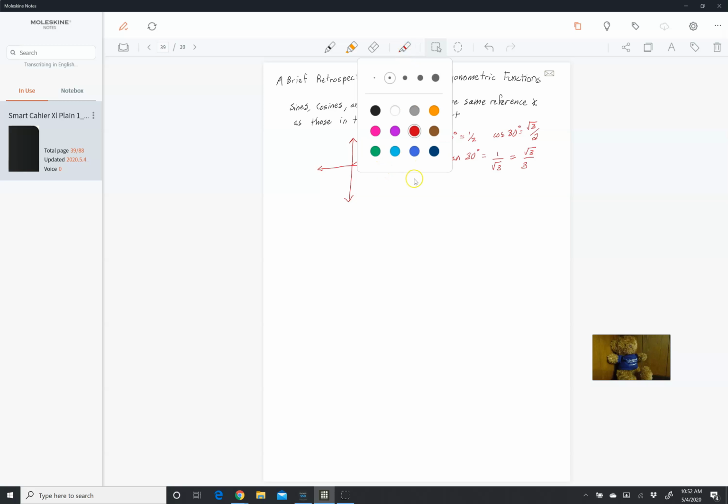Okay, now what does this mean? There are other angles that have a reference angle of 30 degrees. So for example, in quadrant 2, if this is 30, then the angle is 180 minus 30. This angle here is 150 degrees. Okay, 150 degrees has a reference angle of 30 degrees. So what does this mean? Well, in quadrant 2, so we'll go back a little further.